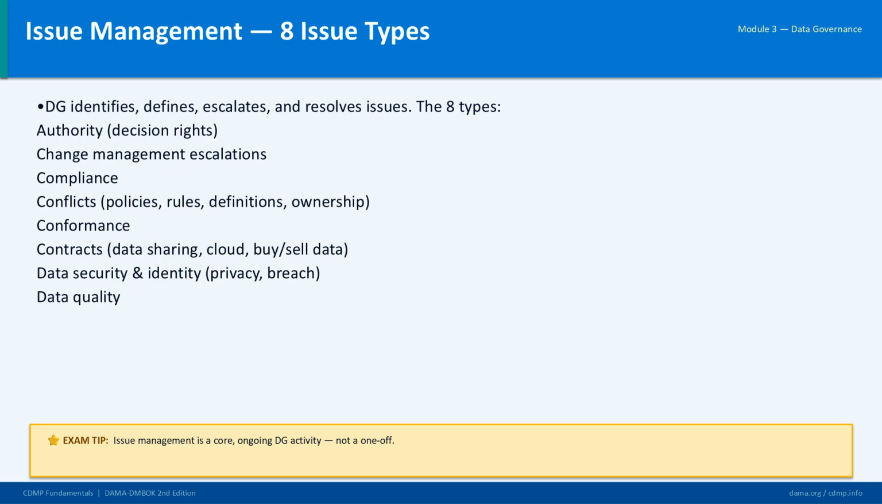Conformance issues. Contract issues around data sharing, cloud, or buying and selling data. Data security and identity issues, including privacy and breaches. And data quality issues. You don't need to memorize all 8 word for word, but recognize that issue management is a continuous governance function spanning authority, compliance, conflicts, contracts, security, and quality, not a one-time cleanup.